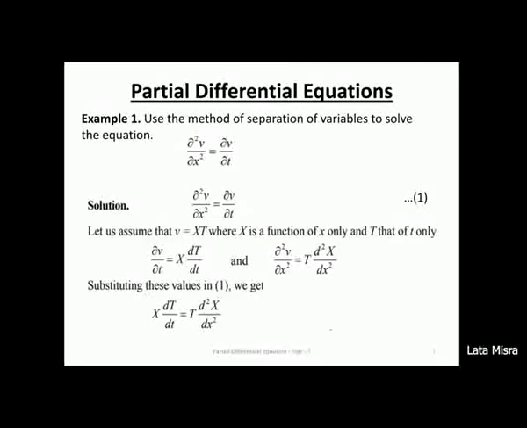The equation is ∂²v/∂x² equals ∂v/∂t, where v is the dependent variable and x and t are independent variables. So we consider the solution as v equals capital X capital T, where capital X is a function of small x and capital T is a function of small t.